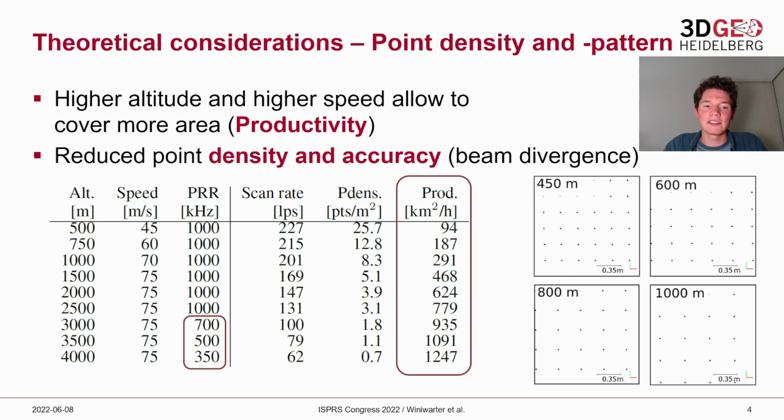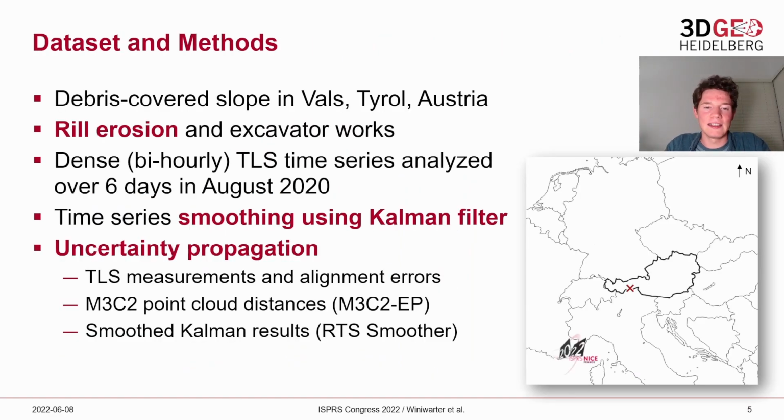Also with higher altitudes, we have a reduced point density, as you can see on the bottom right, and a reduced point accuracy due to the beam divergence of the laser scanner. The dataset that we want to use for transferring the scene is a debris-covered slope in Pfalz, Tyrol, Austria, where we see the patterns of rill erosion and some excavator works, which we will not focus on. It is a dense, this means measurement every 2 hours, terrestrial laser scanning time series that was analyzed over the course of 6 days in August 2020.